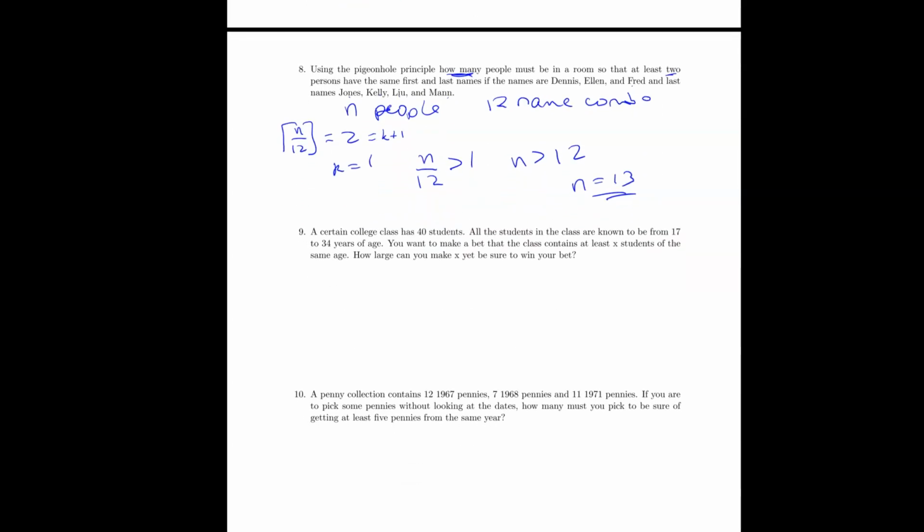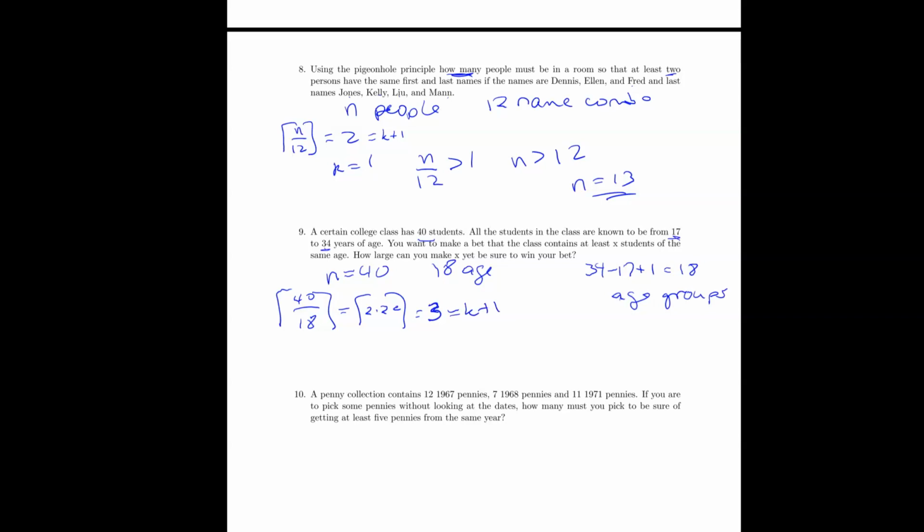Okay, so here we go. We've got 40 students in a class, and all the students are known to be between the ages of 17 and 34. So age groups, 34 minus 17 plus 1, that gives me 18 age groups, right? So how many students am I picking? I've got 40 students, and I've got 18 age groups. So 40 divided by 18 is 2.22, and the ceiling of that is 3. So that's k plus 1.